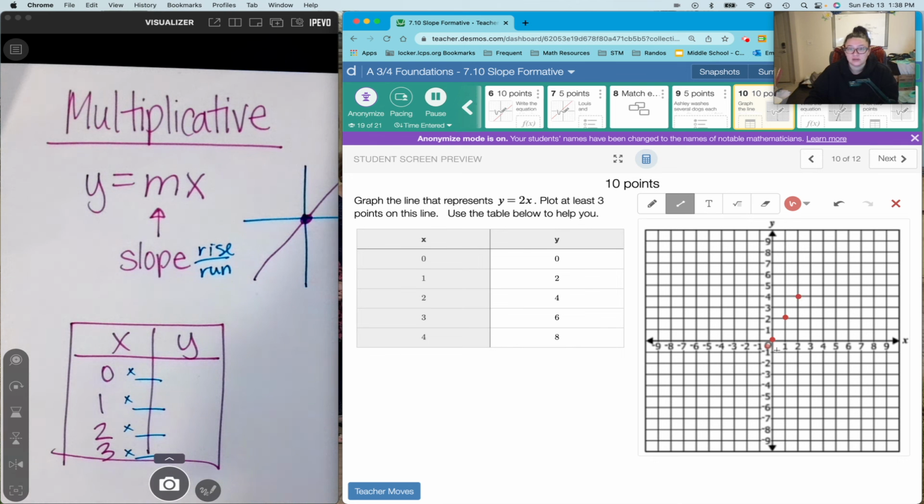I have another point. I slide 3, come up 6. I have another point. Slide 4, go up 8. I have another point. And I make the exact same line here. Still going straight through all those points.